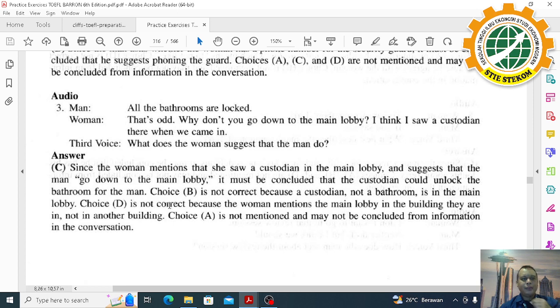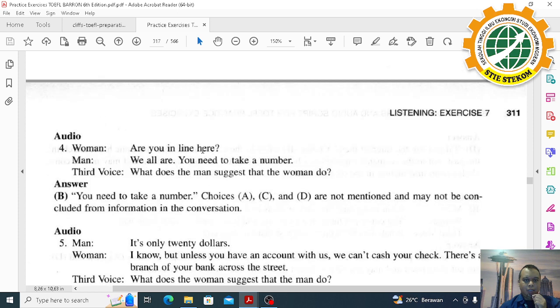Okay, then number 4. "Woman, are you in line here?" "Well, we all are. You need to take a number." Okay, the third voice: what does the man suggest that the woman do? And then the best answer is B, yeah, you need to take a number.